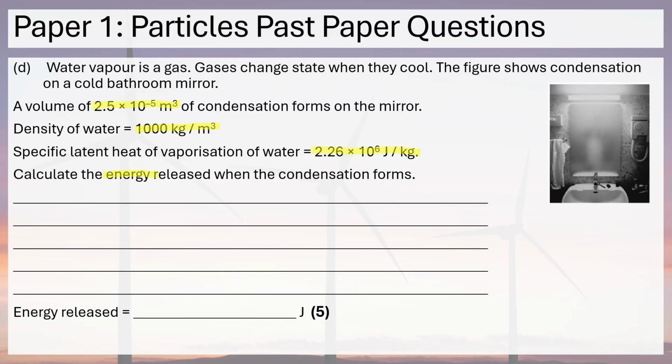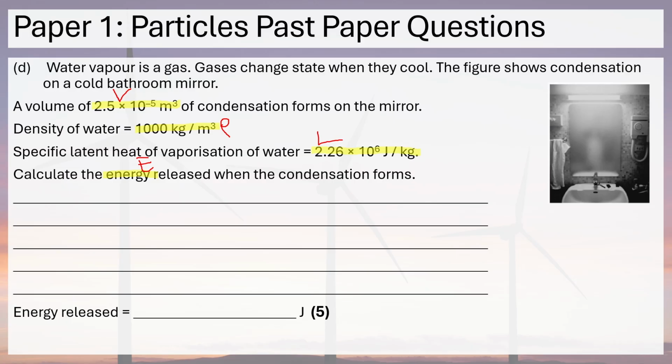So let's just have a look at what we've got. We've got the volume, which we know. We've got the density, which we know. We've got the specific latent heat, which we know. And we're asked to find energy, which we don't know. That's our unknown. Now, if I go to the equation sheet, I won't find any equation with those things in it. So there's going to be 2 stages to this question, and that's what makes it a little bit sneaky.